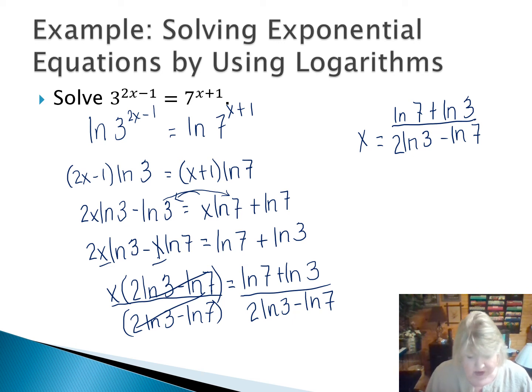I'm doing too much talking, I can't type. Your numerator is grouped together by the division sign there, as is your denominator. So be sure you enclose them in parentheses if you're using the graphing calculator. ln of 3, natural log of 3, minus natural log of 7. And I get 12.11.